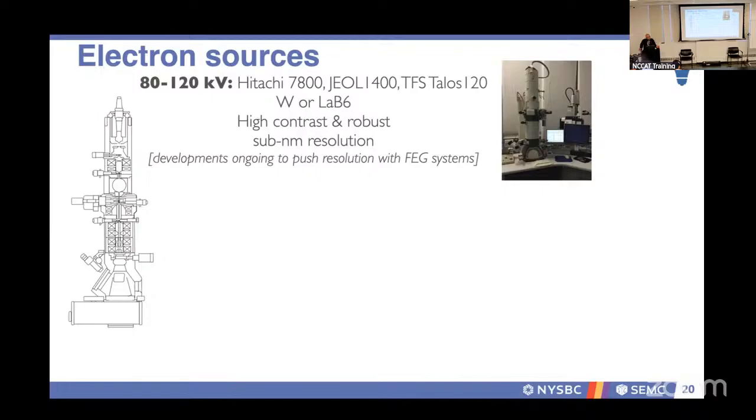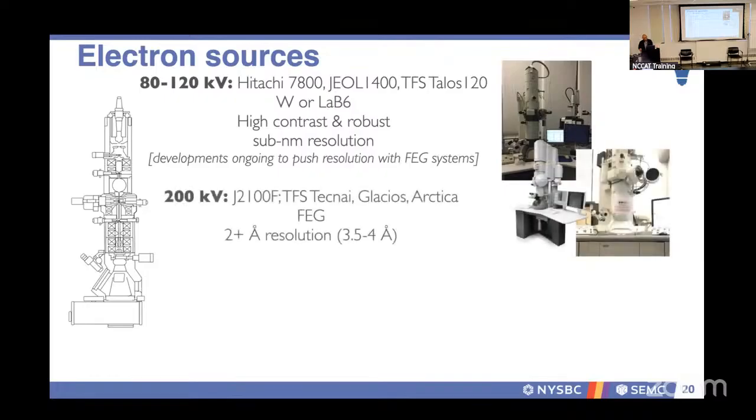Traditionally, the 80 to 120 kV range used tungsten filaments or LaB6 sources, but more and more we have 100 kV FEG systems that are more coherent and can really push resolution. For example, the Tundra that you saw downstairs, we've been able to get 2.5 angstroms with it. So that really opens up the possibilities for a lot of biological research.